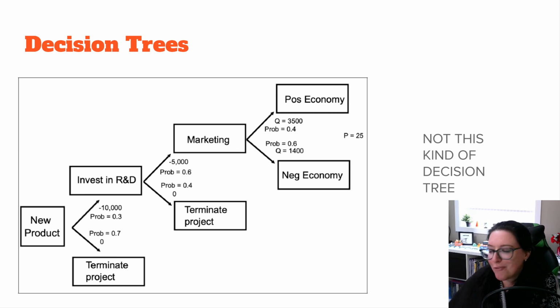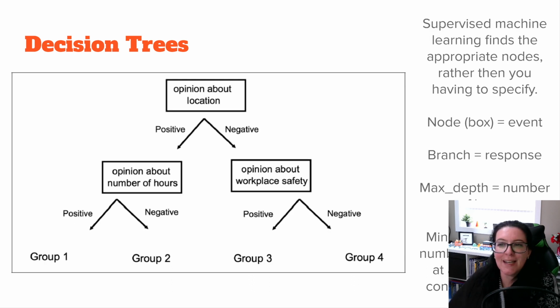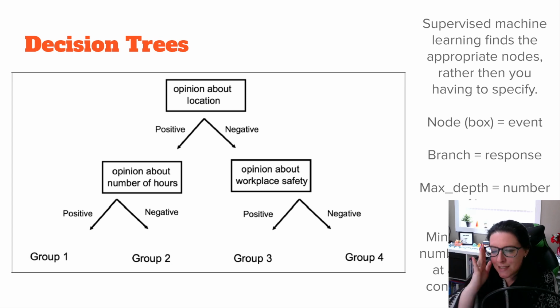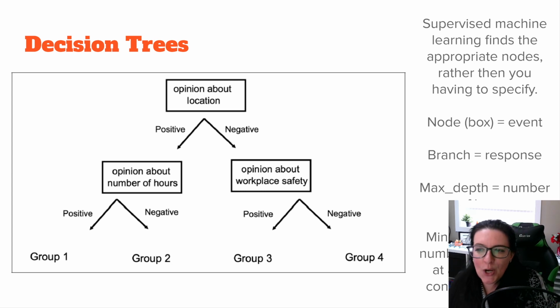This is a bit different than the decision tree we're using in classification. So in our classification model, we are using decision trees, but they don't look like this, they look like this. And so there's a couple pieces to the decision tree we need to know about. The boxes are nodes or events.